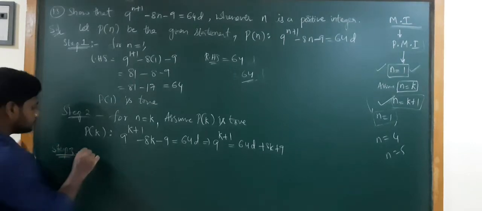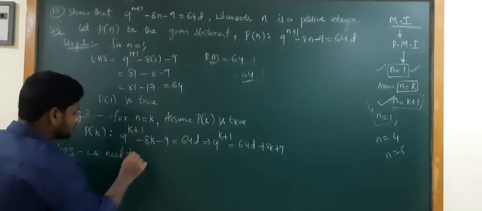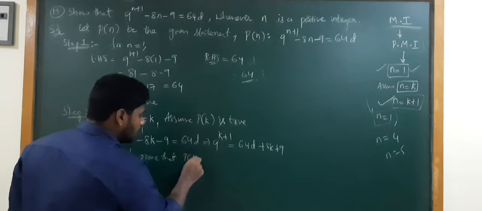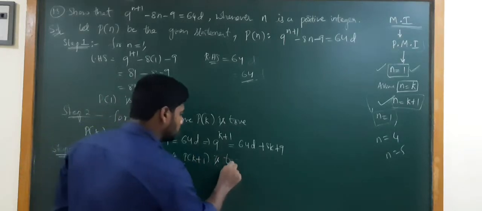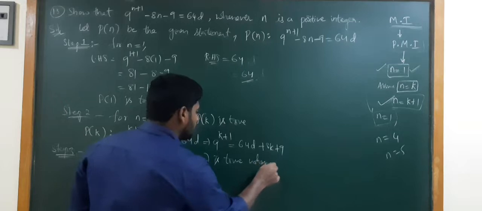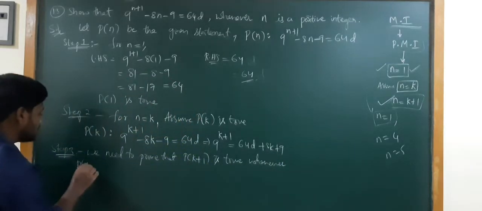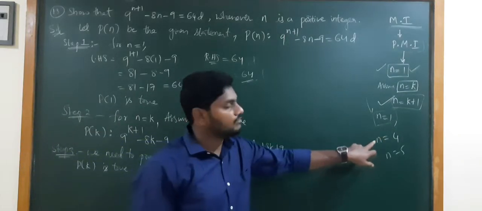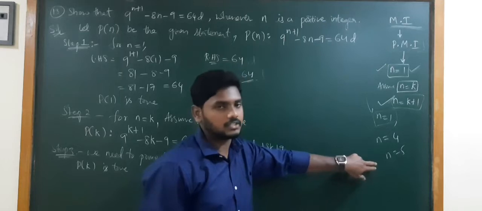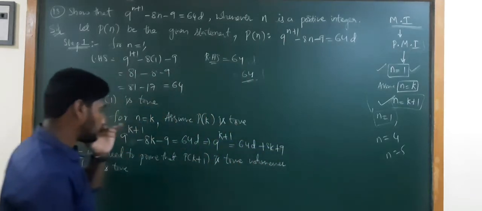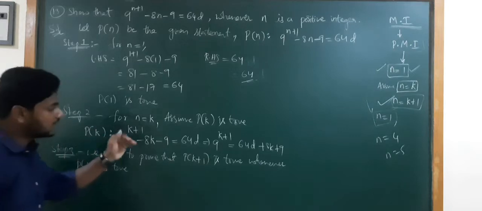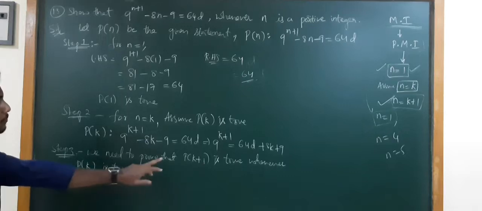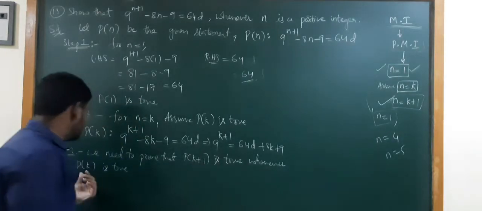What is step 3? We need to prove that P of k plus 1 is true whenever P of k is true. Nothing but if we take any n value, the consecutive number should also satisfy. That number is k. If we take n equal to k, the consecutive number we need to prove is k plus 1. Therefore we need to prove that P of k plus 1 is true whenever P of k is true.